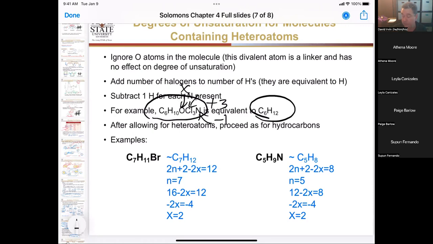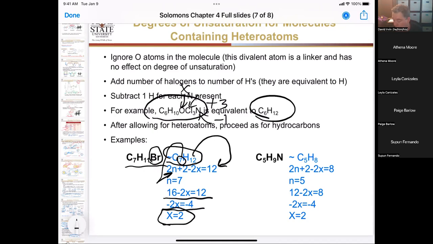Let's do that again with another example with just bromine on here. Remember, bromine is a halogen that only bonds to carbon once, so it counts as a hydrogen. That turns its formula into C7H12. Our 7 is our N. Our 12 is on the other end of the equation, and we're looking for X. So that gives us 16 minus 2X is equal to 12. If we divide both sides by 2, we get X is equal to 2. That means there's 1 ring, 2 rings, 1 double bond and a ring, or 2 double bonds. Any of those are possible in our system.